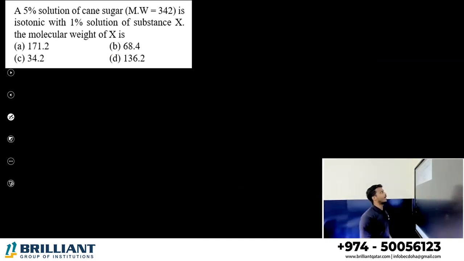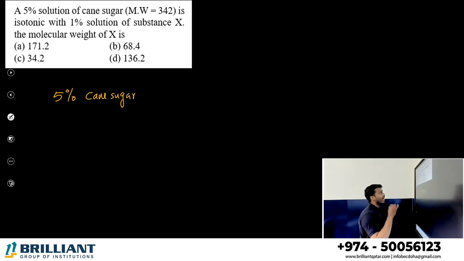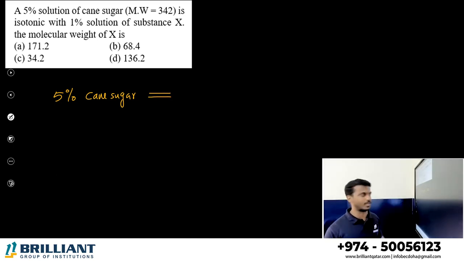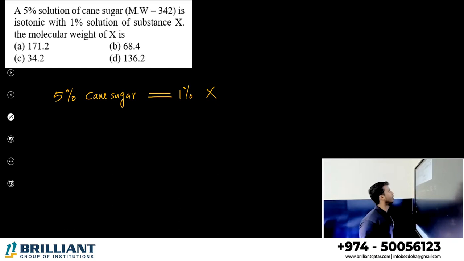You have a 5% solution of cane sugar, that is, sucrose. It is isotonic. What is isotonic? They have the same osmotic pressure as a 1% solution of X. What is the molecular weight of X?